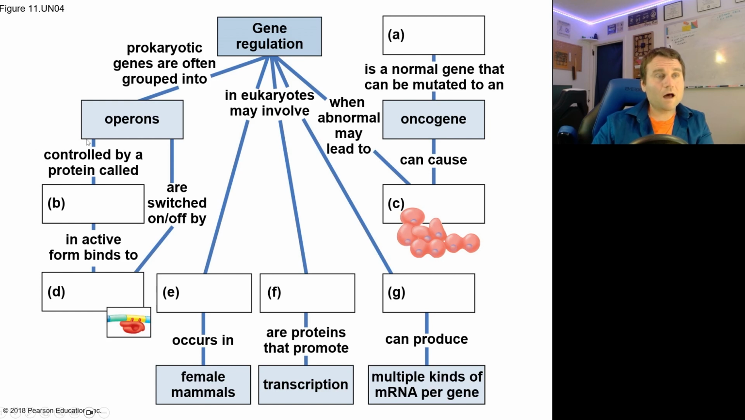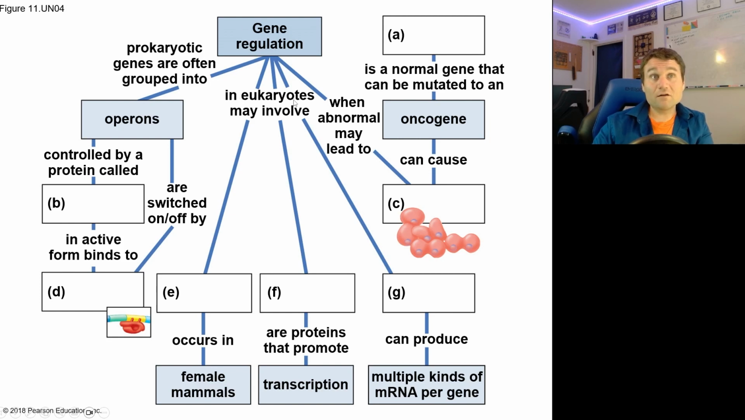B. Operons are controlled by a protein called the repressor. This is the repressor right here. In active form, the repressor binds to, remember prog, P-R-O-G, so here's the promoter here, and the repressor binds to the operator. So this is the operator, D is the operator.